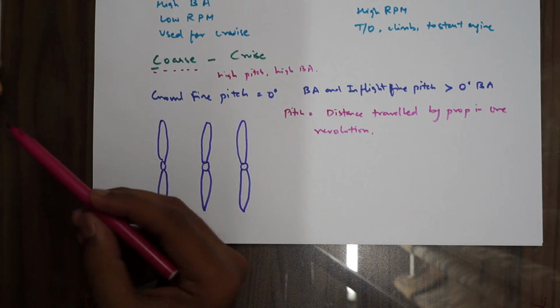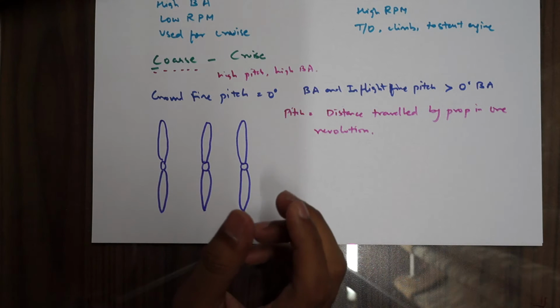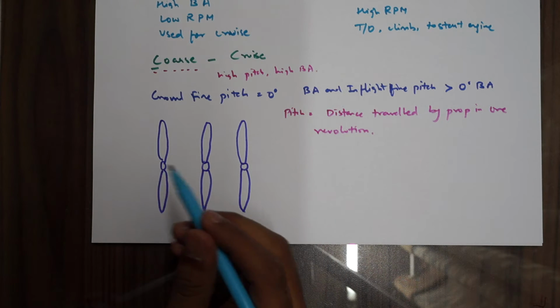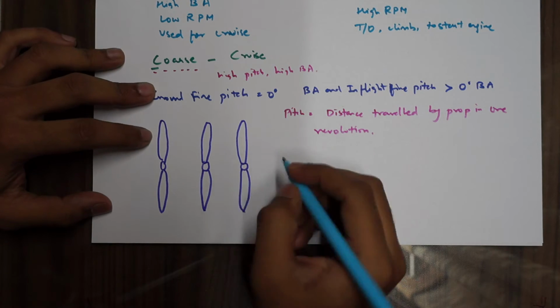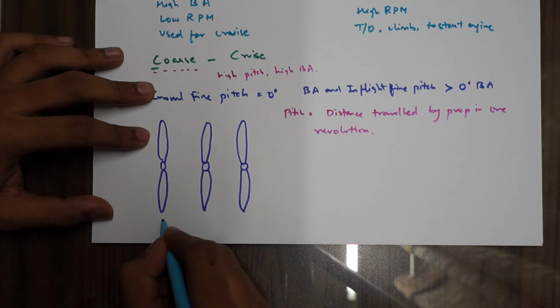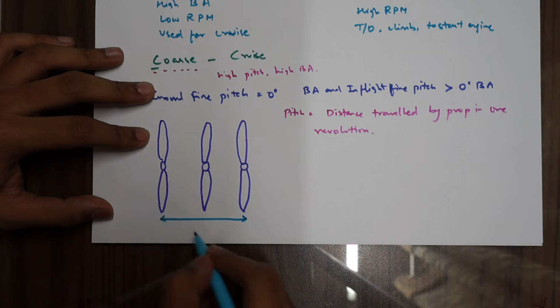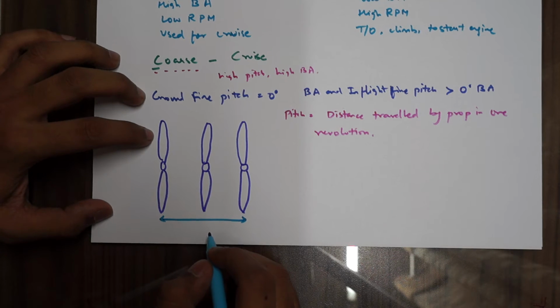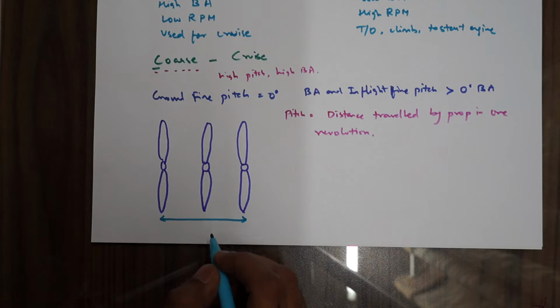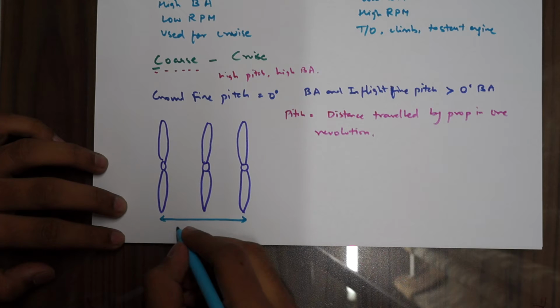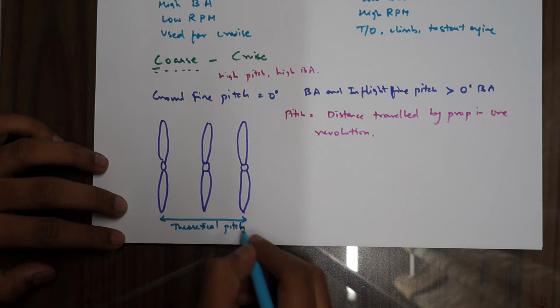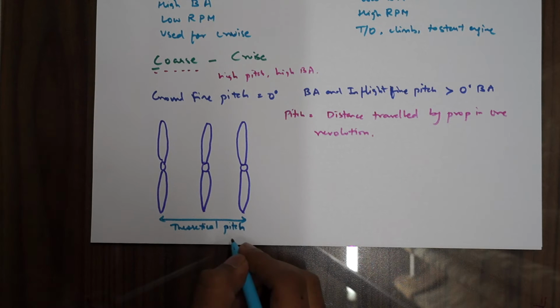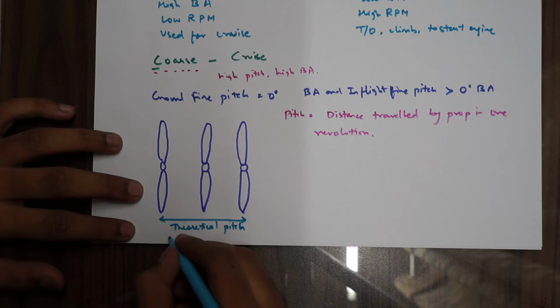Now there are 3 terms related to this, and that is theoretical pitch, effective pitch, and propeller slip. Theoretical pitch is the pitch that the propeller will travel if there was no friction from the air. It does not exist, it's just a definition, it is not possible because there is friction in the air. Theoretical pitch is also called geometric pitch.